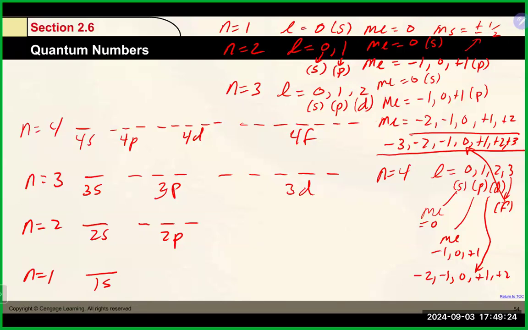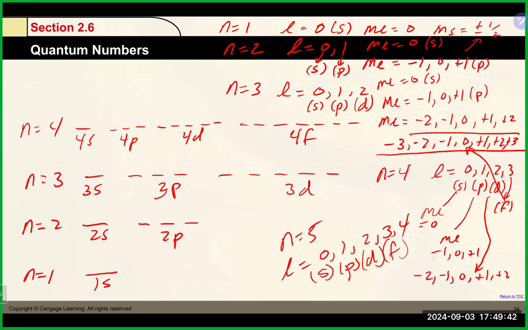Now, what happens when you keep going, like you get to the n equals 5 level, for example? You could have L values of 0, 1, 2, 3, and 4. And we already know that's an s, that's a p, that's a d, that's an f. What would the next one be? It actually just goes alphabetical at that point, so g would come next, and so forth. Not that you'll ever get to that for any type of electron configuration, but it just goes alphabetical after f if you need to give a label for those orbitals. Any questions on any of that there?